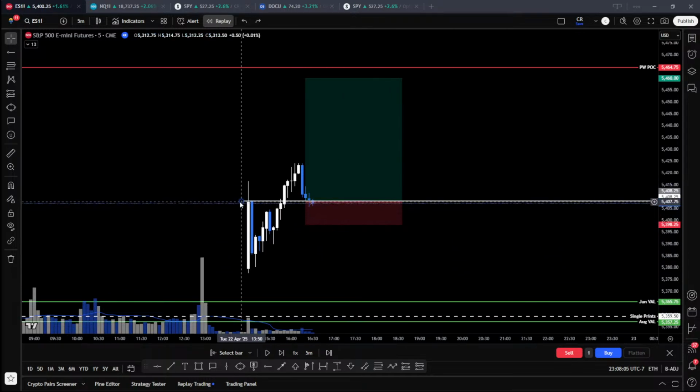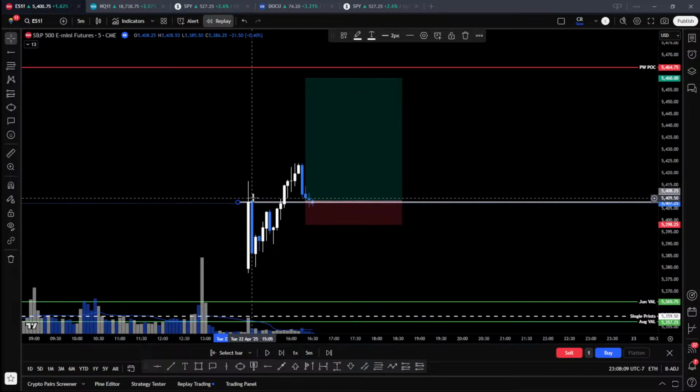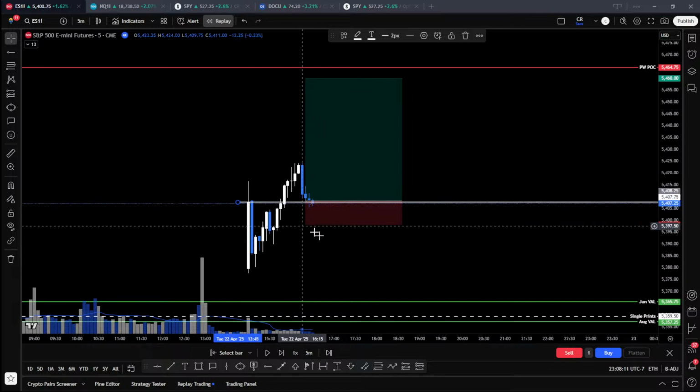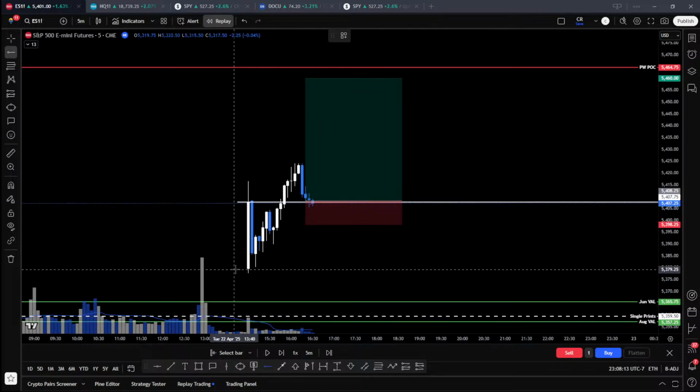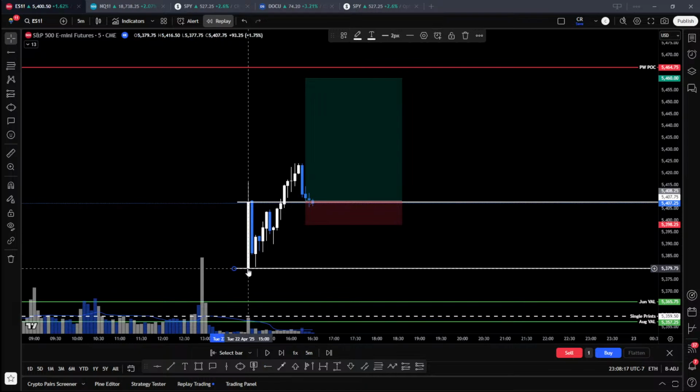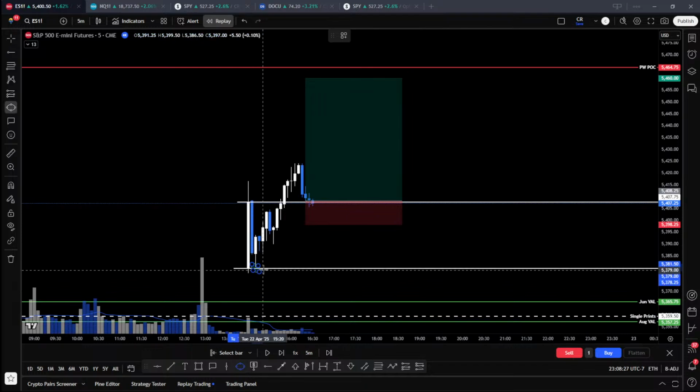And the reason that I'm saying all of that is I thought this was an open drive, and it's not. The open was down here, right? So we opened here, got bought up, and then wicked back down, sold off, came back to the open. This was our open drive right here. If I was actually trading the open drive, that was my entry.